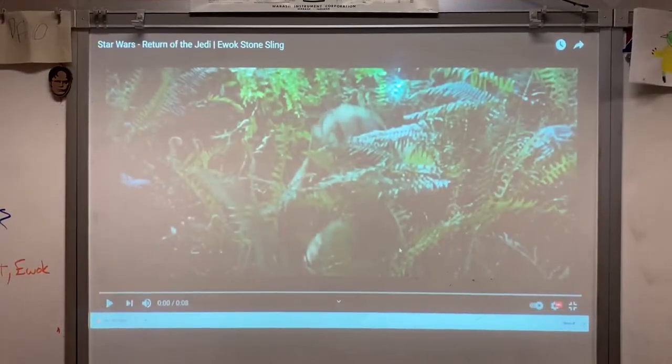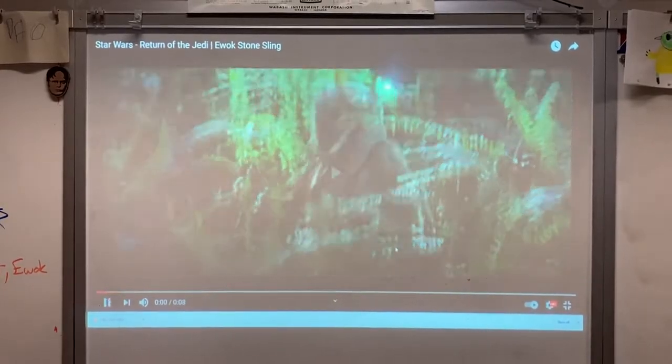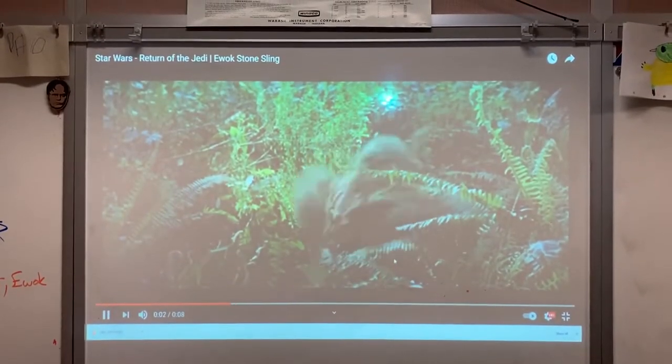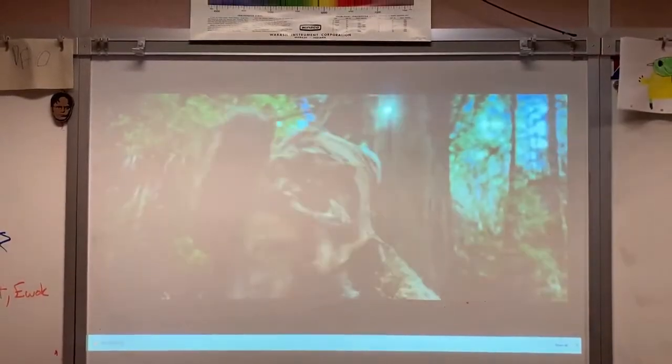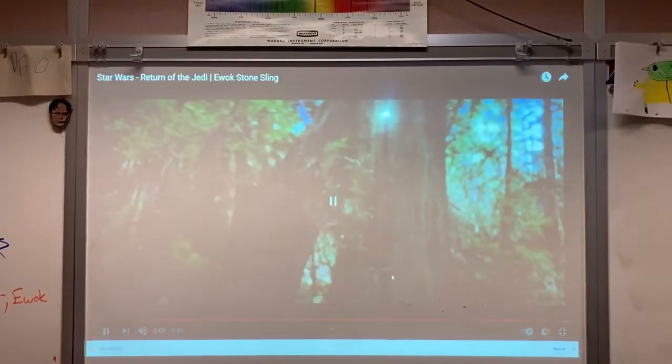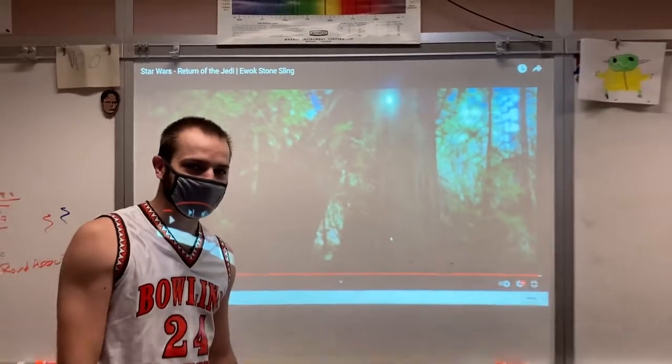So here's an example of tangential velocity. Man, those Ewoks can fight.